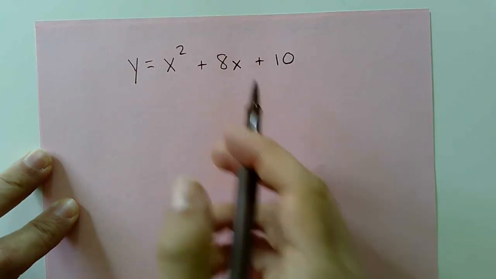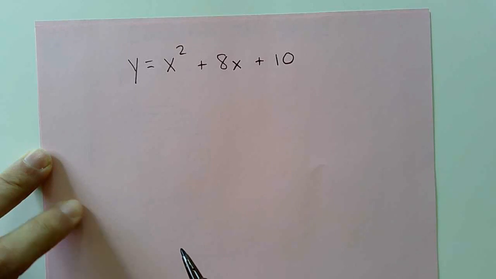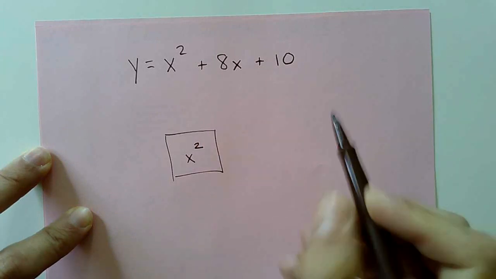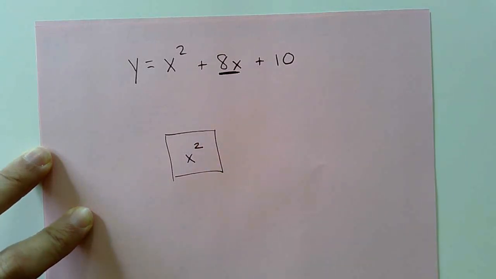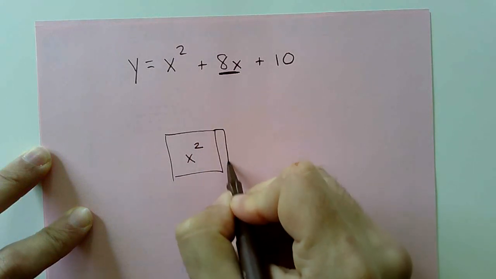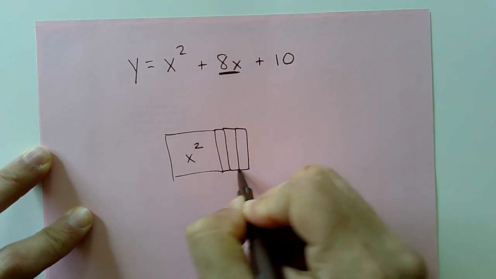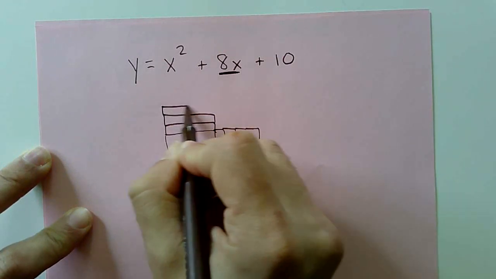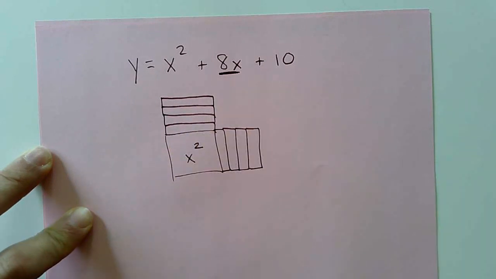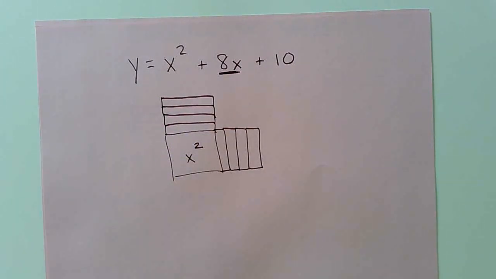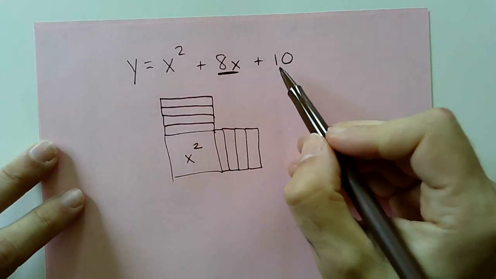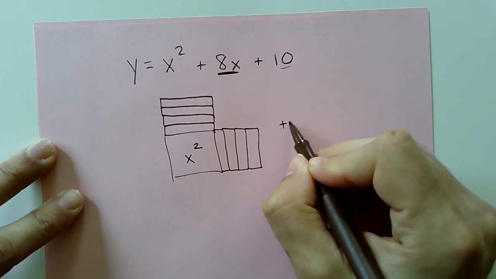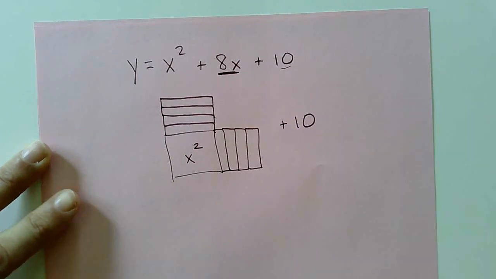If I were to do this, I'm going to follow the same context. I would have x squared. I'm going to split the middle term in half so I have equal halves. So again, I have 4 x tiles and 4 x tiles. Nothing has changed so far. But now I'm going to do something slightly different than before. Instead of taking these 10 one tiles and putting them in here, I'm going to set my 10 tiles to the side. I'm not going to use them.